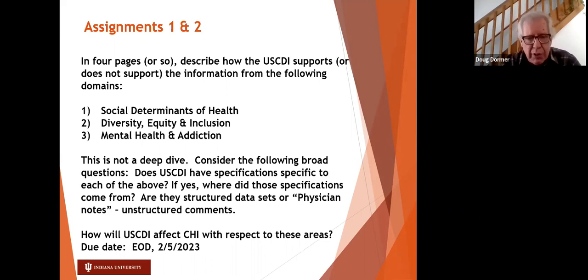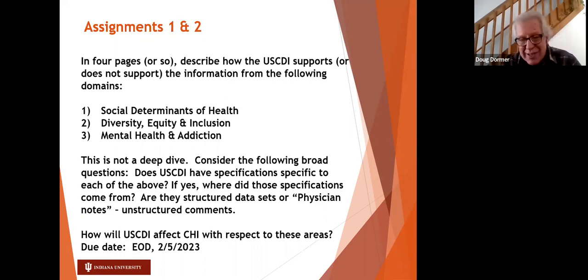Consider the following broad questions. Does the US CDI have specifications specific to each of the above? If yes, where did those specifications come from? Almost everything, as we're seeing, is ripped off from something beforehand. Tell us where it came from so we have a chance to then consider the evidence base for those definitions and how they fit into the industry.